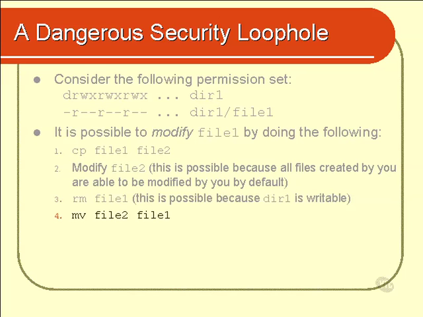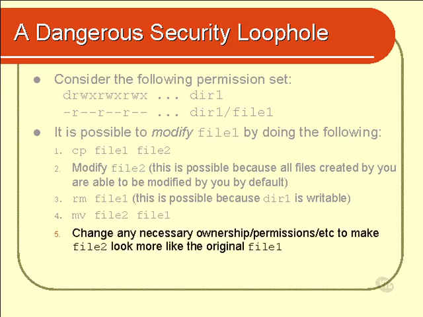Now, once file 1 has been removed, you can move file 2 into where file 1 used to be. In other words, you can give file 2 the same name as file 1, so to make it look like the original file. Remember, this is a modified version of file 1. Now, of course, file 2 will now be owned by you and will probably have a different set of permissions and so on. But because you're the owner, it's quite easy to adjust all those things. You can change the ownership and the permissions, etc. to make file 2 look exactly like the original file 1 looked.